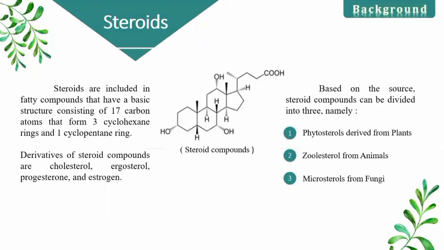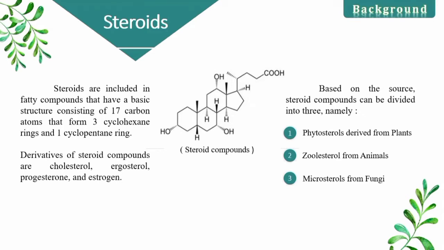Steroids are included in a fatty compound that has a basic structure consisting of 17 carbon atoms that form 3 cyclohexane rings and 1 cyclopentane ring. The grouping is based on the group attached to the basic framework of the carbon chain. Derivatives of steroid compounds are cholesterol, ergosterol, progesterone, and estrogen.